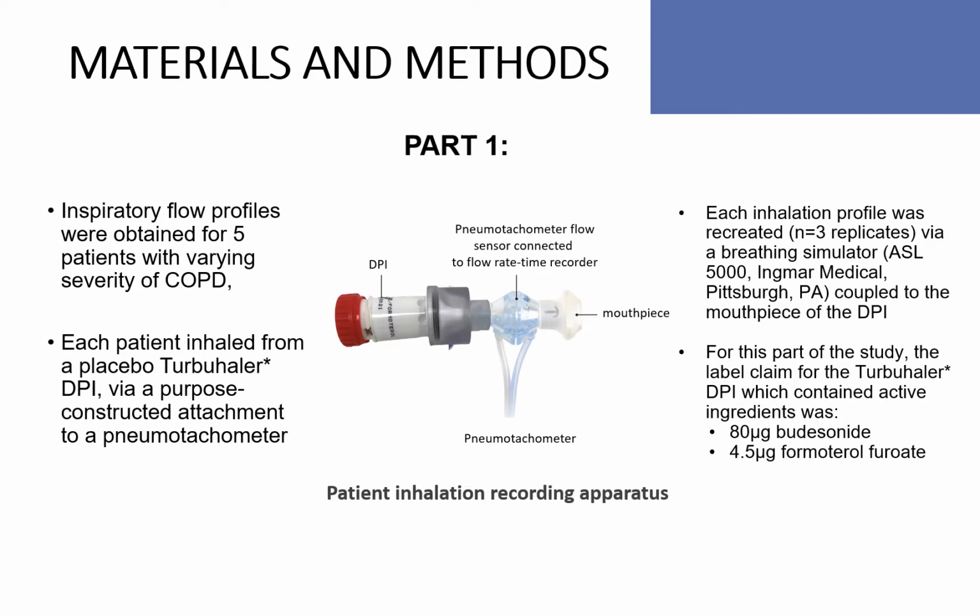For this study, we obtained the inspiratory flow profiles from 5 patients of varying levels of COPD. Each patient inhaled from a placebo Turbuhaler as a purpose-constructed attachment to a Pneumotach, as shown in the photo here. Each inhalation profile was recreated with 3 replicates each via an Ingmar ASL 5000, and for this study, the label claim of the Turbuhaler DPI which we used contained active ingredients of 80 micrograms budesonide and 4.5 micrograms formoterol fumarate. The DPI was chosen because the COPD patients already were prescribed this as part of their normal treatment regimen, and therefore they had already been trained and coached and have developed an understanding of how to use the device.